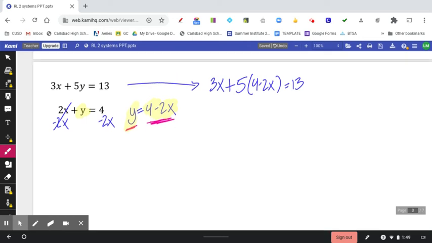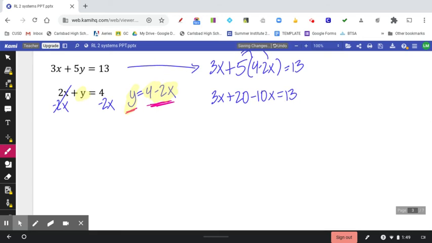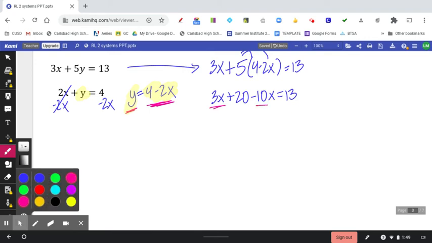The only tricky part with this is it is 5 times 4 minus 2x. We need to make sure we distribute that. So I have 3x plus 5 times 4 is 20. 5 times negative 2x is minus 10x equals 13. Next step here, combine like terms. I have a 3x minus 10x is negative 7x plus 20 equals 13. We want to solve for x, so I'm going to move this 20 to the other side by doing the opposite. I get negative 7x equals negative 7.